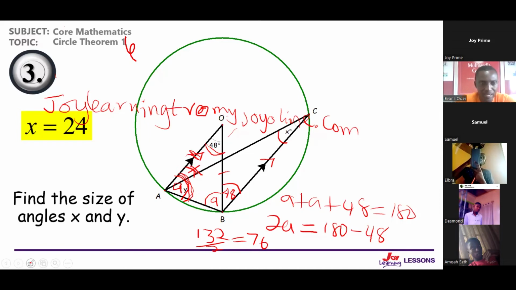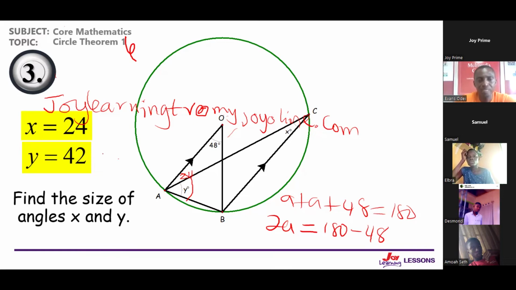Let me clean a bit so that we can see it clearly. Now that we know our angle at that point, we know the whole of this to be 76, and here alone is 24. So when you subtract 24 from 76, I'm sure that answer will come as 42. And so we get y to be 42. I think it makes sense. Let me repeat that part again.